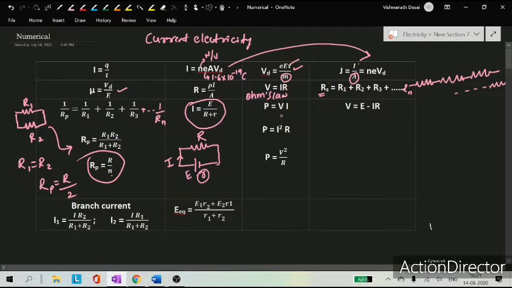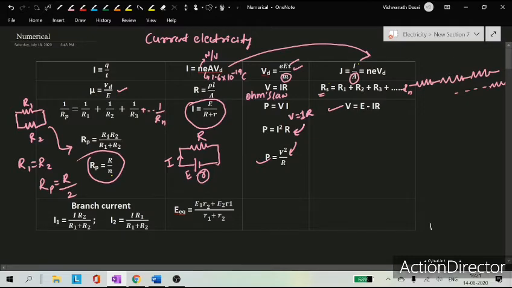Next, power. The power associated with the circuit: P = VI, where V is the voltage or potential difference and I is the current flowing through a conductor. You can use Ohm's law, V = IR, and you will get I²R. Again, if you substitute I = V/R, you will get V²/R. Next, terminal potential difference is given by V = E - Ir.